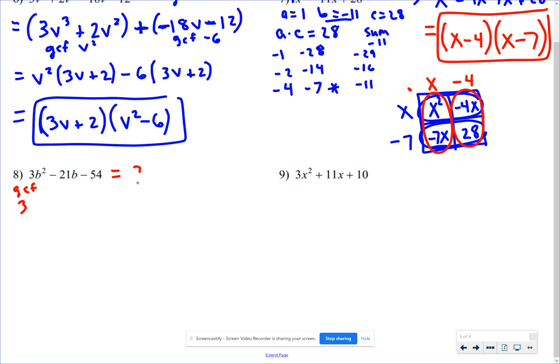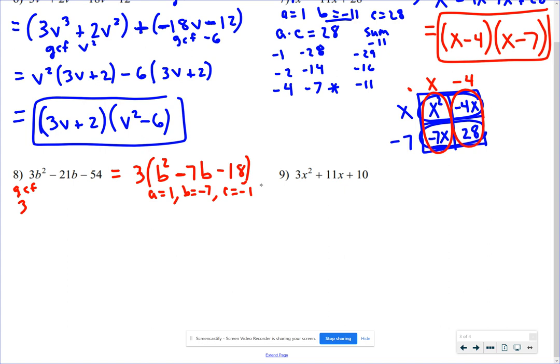Remember, the first step of factoring is pull out the GCF. So 3b squared divided by 3, negative 21b divided by 3, and finally negative 54 divided by 3, which is going to be negative 18. Okay, now I'm going to identify the a, the b, and the c for the polynomial in the parentheses. So in front of the b squared, I have a 1. In front of the b, I have a negative 7, and the constant term is negative 18.